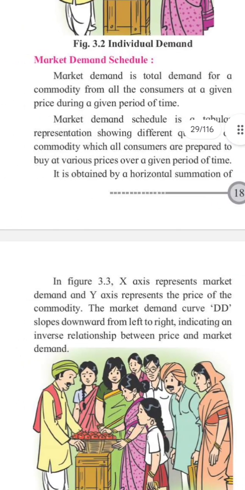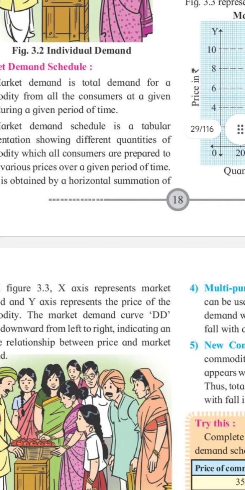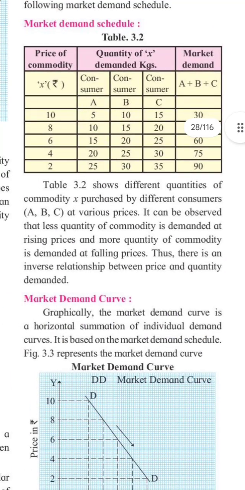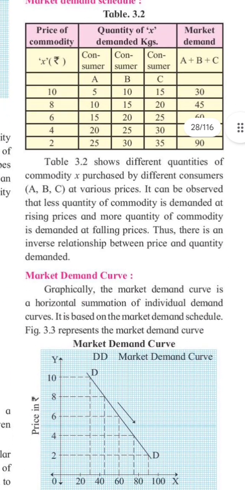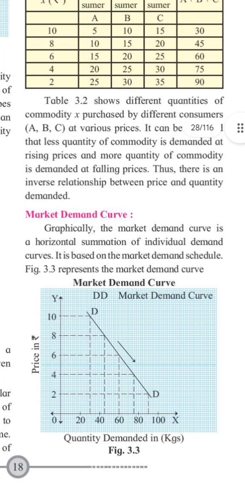Next we have market demand schedule. Market demand is the total demand of all consumers for a commodity at different prices during a given period. So it is obtained by adding the demands of all individual consumers. For example, market demand is the demand of consumer A plus B plus C. You can see here this market demand schedule. In this table you can see the demand of consumer A, consumer B and consumer C. It is the addition of all consumers in market demand.